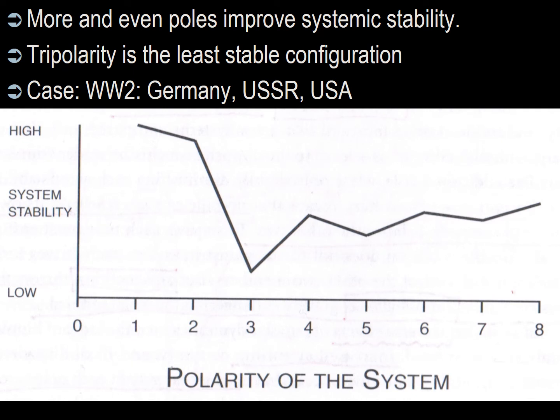More and even poles improve systemic stability. But for Schweller, tripolarity is the least stable system. In the Second World War, you had Germany, you had the USSR, and you had the US. And because there were three of them, they didn't ally against the other third. You can see here in the chart, according to Schweller, the highest stability is unipolarity, then bipolarity. Tripolarity is very unstable. And then having a system of 4 states is more stable. Having a system that's odd, like 5 states, is less stable. So having an odd number of states is always less stable than having an even number of states. But even having 8 states will have less stability than having only 2 states.